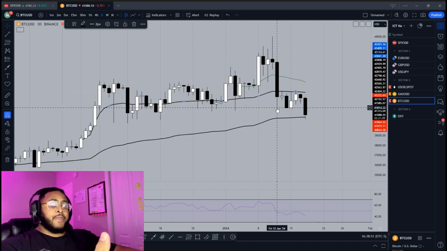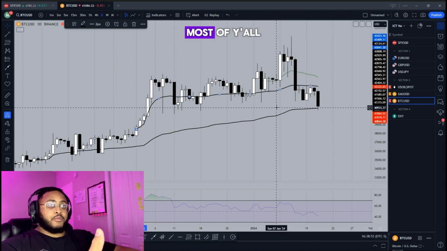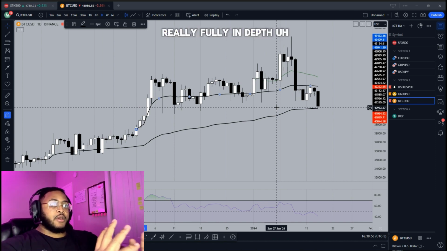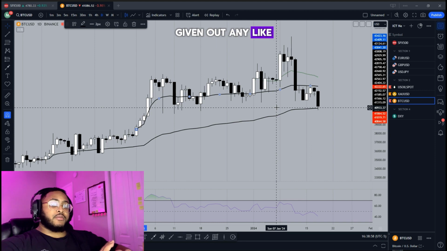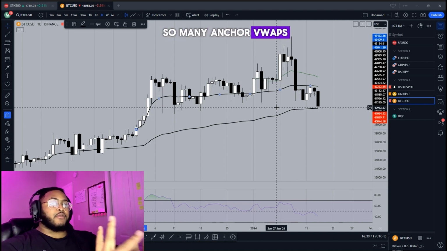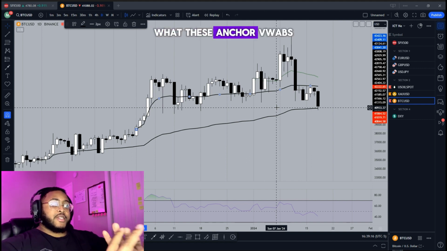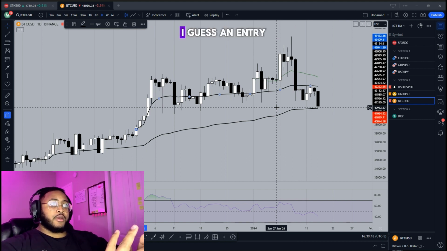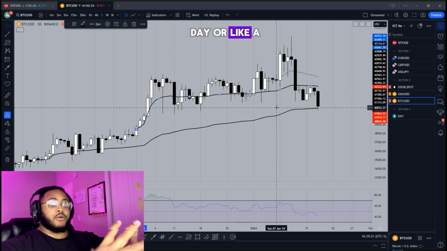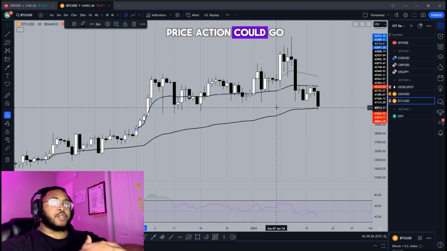Now, the question that I know most of y'all, even though I haven't really gone in depth on my trading strategy with any real educational material yet, the main thing that I know you guys are going to be asking is, why is he placing so many anchor VWAPs? What's the reasoning behind it? What these anchor VWAPs do, from an intraday or same day perspective, is give me a range to see where price action could go.